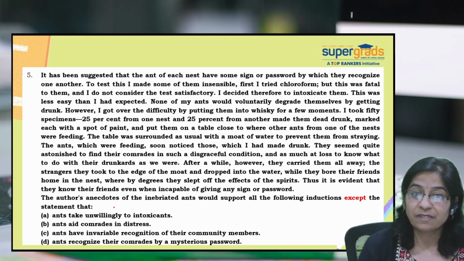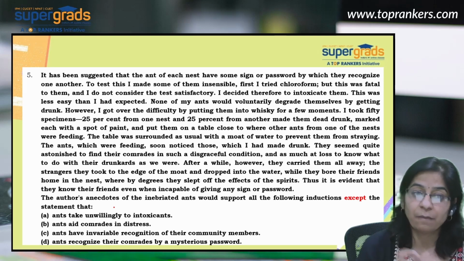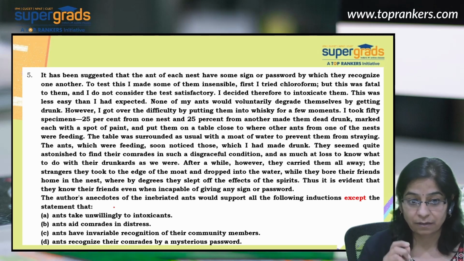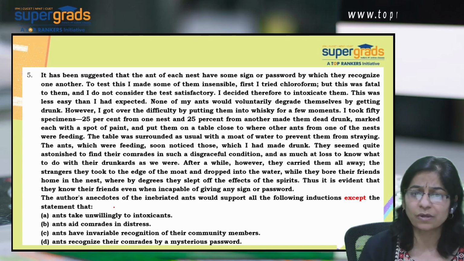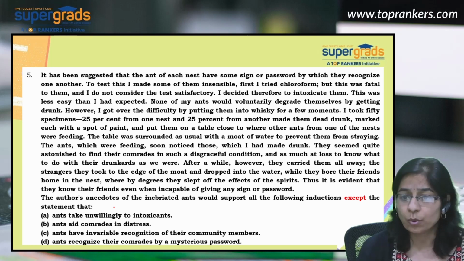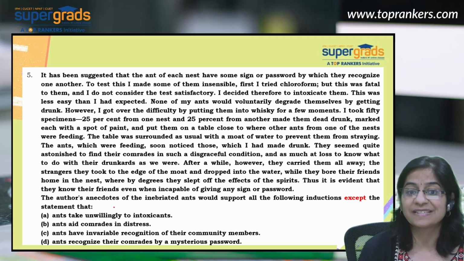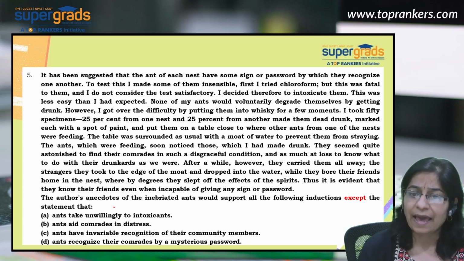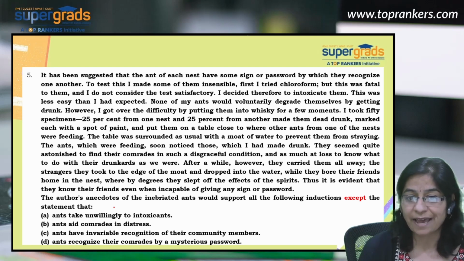I took 50 specimens, 25 from one nest and 25 from the other, made them dead drunk, marked each of them with a spot of paint, and put them on the table close to where the other ants from one of the nests were feeding. The table was surrounded as usual with a moat of water to prevent them from straying. The ants which were feeding soon noticed those which I had made drunk. They seemed quite astonished to find their comrades in such a disgraceful condition, and as much at a loss to know what to do with their drunkards as we were.